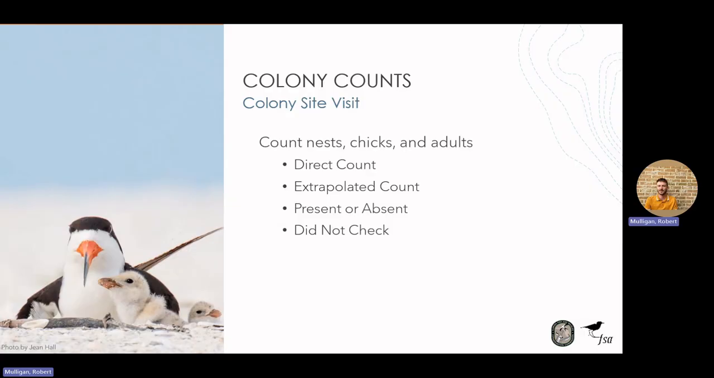There are 4 different count types for colonies: direct, extrapolated, present, absent, and did not check. Count types are defined on pages 11 through 13 in the breeding bird protocol. Different survey conditions will dictate what count type you use.